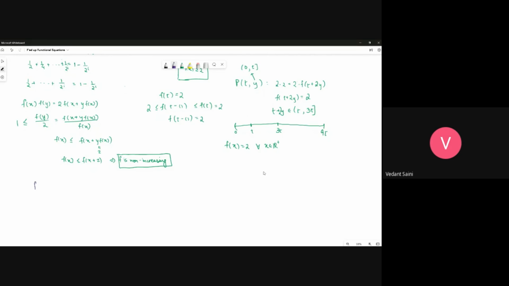So what do we get? We get that if f of t equals 2 for any t, then f of x equals 2 for all x in the interval. So this was the function we guessed earlier. Now assume f of x is not equal to 2 for any t.